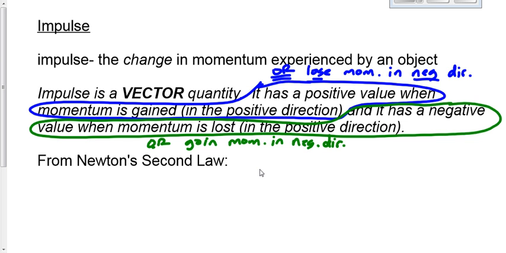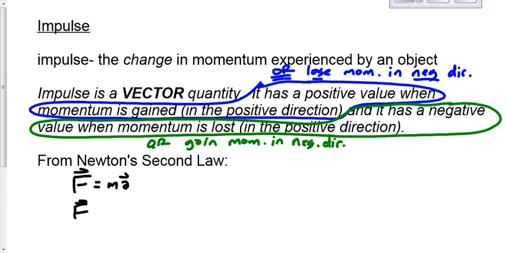We're going to use that law in order to derive, in a relatively easy way, the equation that you see on our data sheet for impulse. We're going to say F is equal to m times a. Force is equal to mass times acceleration.